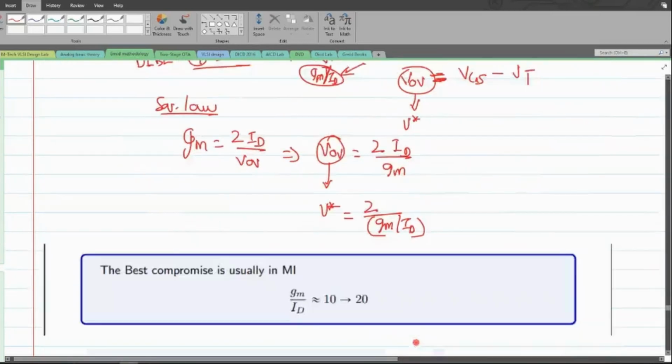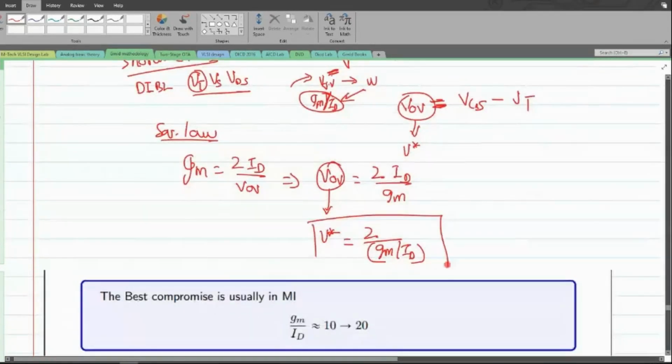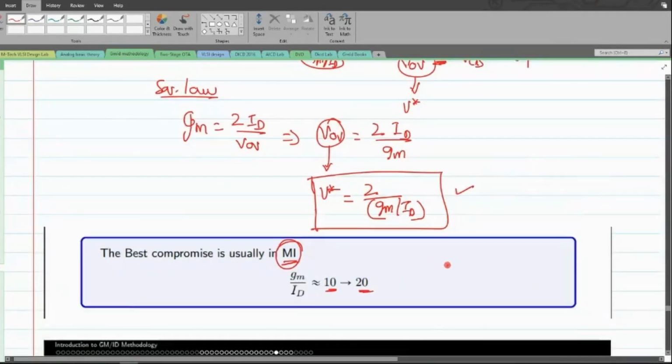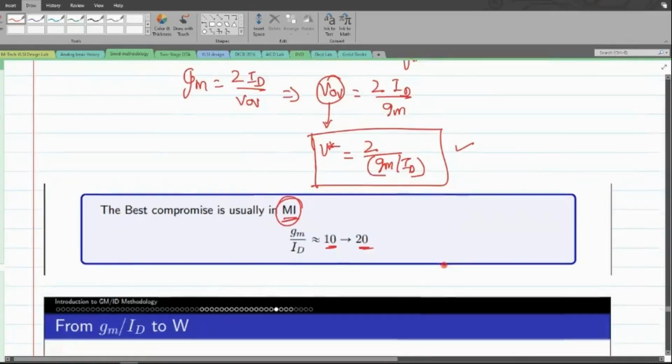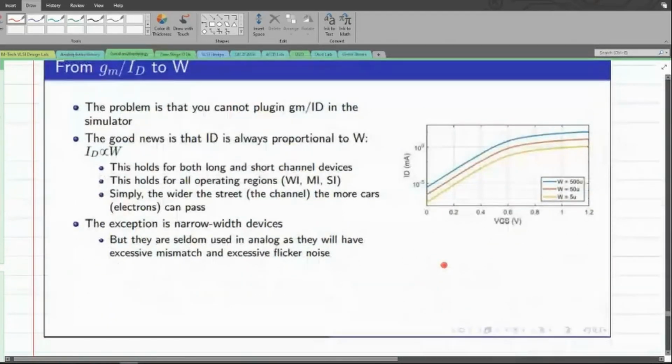So now clearly it's a relation that tells me if you started working with VOV intuition, then based on the choice of our GM over ID, one can convert your choice of value of GM over ID to what is known as V star. Obviously we have to convert the new fix of GM over ID back to our width. So how do we convert this GM over ID variable in terms of width? That is what we are going to see here.